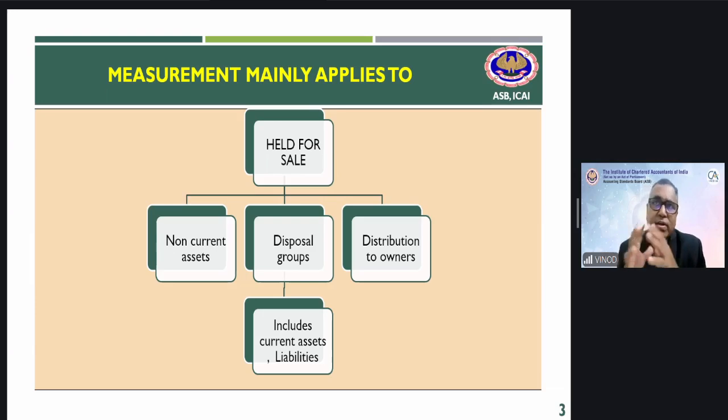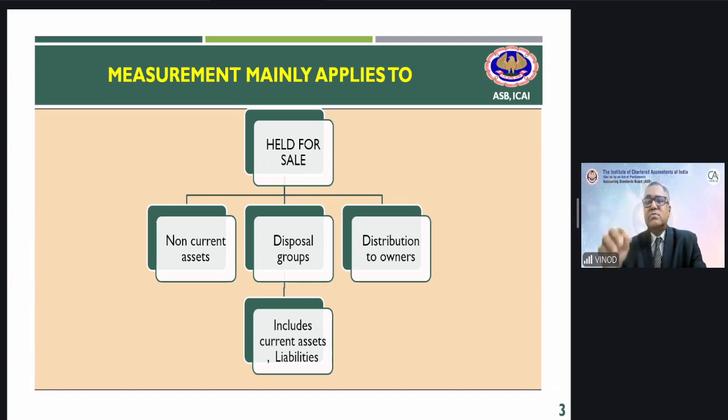So we have to remember that we are dealing now with the first part of 105, non-current assets held for sale. Now that has three parts. One, you may want to sell only an asset, maybe one large machinery, or one piece of land, or a building you want to sell. There is a sale deal. So it's a non-current asset held for sale.